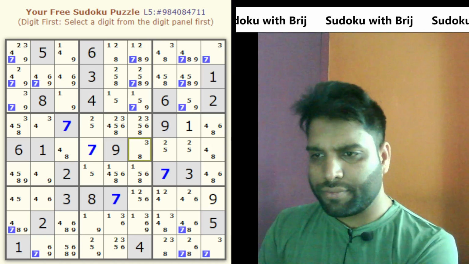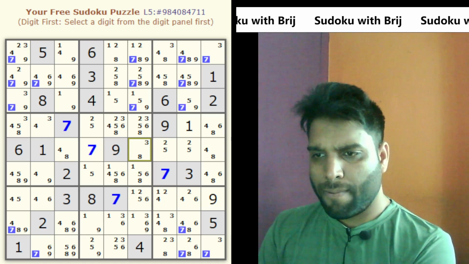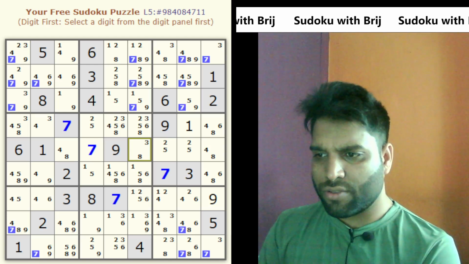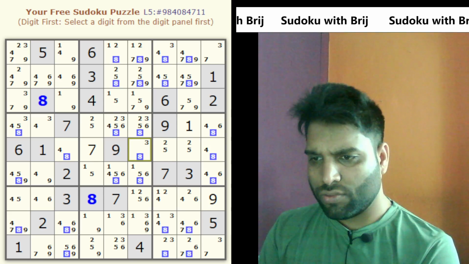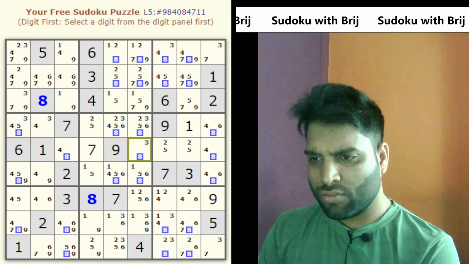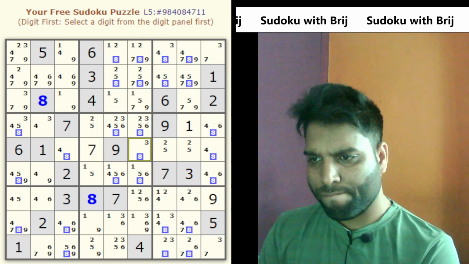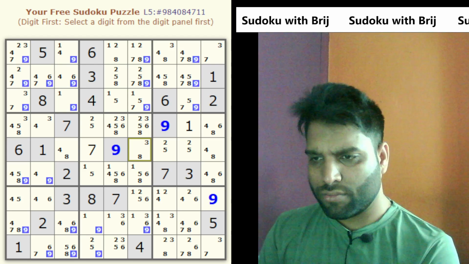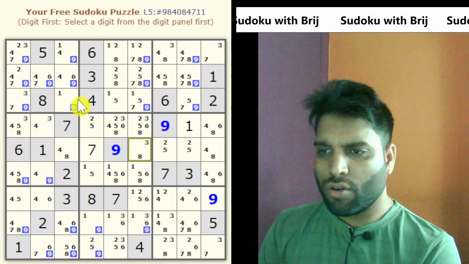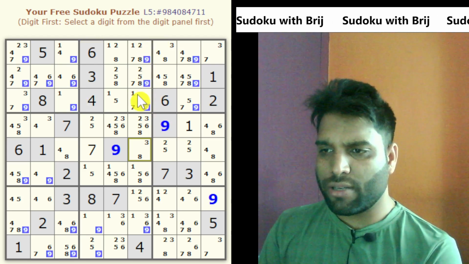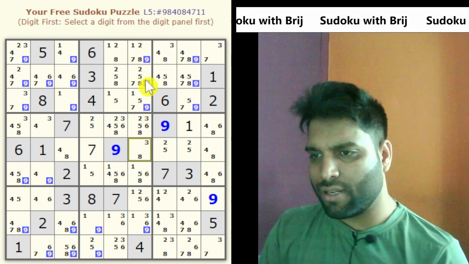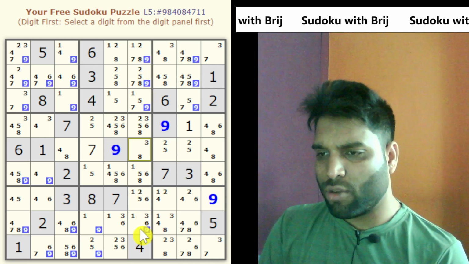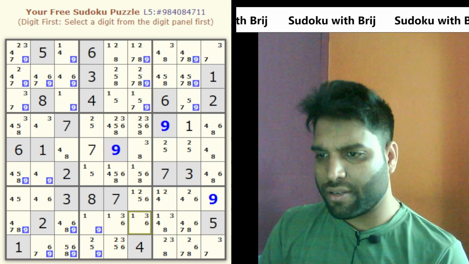Now let's move on to 8. Then 9. Okay, in this box 2, the possibility of 9 is only in these three cells. In this column, 3 is fixed in this box, so 9 cannot be over here.